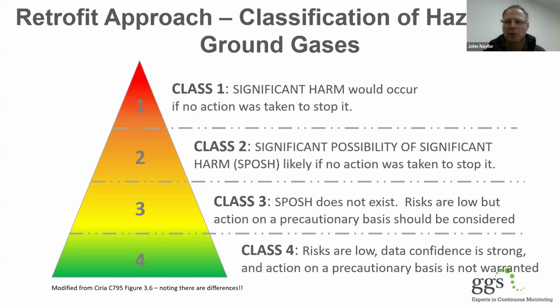Class three, this might be where you'd normally stick your planning criteria. There's no SPOSH at all. You do actually see some ground gases coming in, but there might not be a hazard or cause harm. Maybe our data set isn't good enough or robust enough or long enough to justify that nothing needs to be done. So on a precautionary basis, we should maybe consider doing something. And then class four, risks are low. We've got a really good data set.